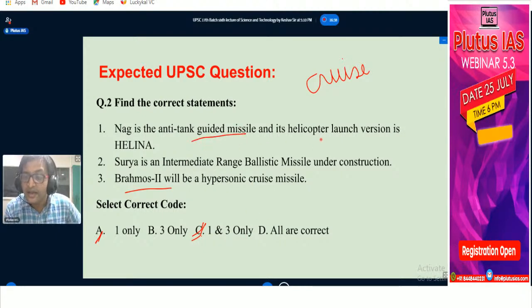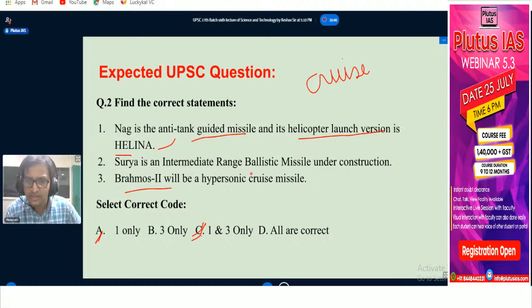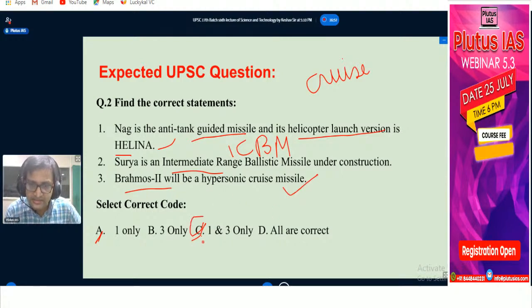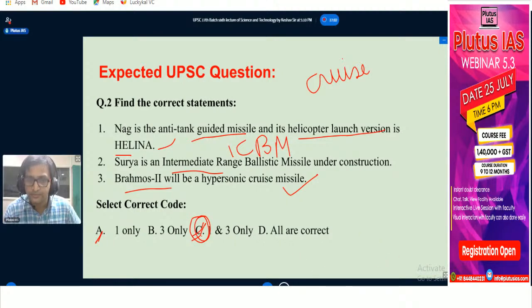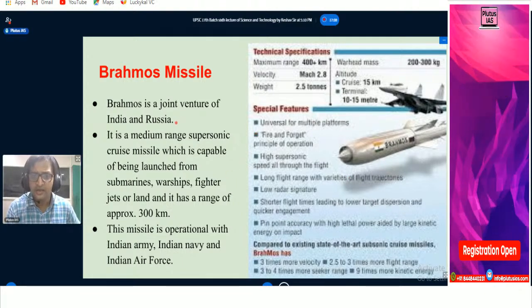So Nag is the anti-tank guided missile, and its helicopter launch version is Helena. Then this is Surya. It is an intercontinental ballistic missile. It is under construction. Then we have BrahMos 2. It will be hypersonic cruise missile. So answer is C. Most of you answered correct. Next, come to this. Then we have BrahMos missile. It is a joint venture of India and Russia.